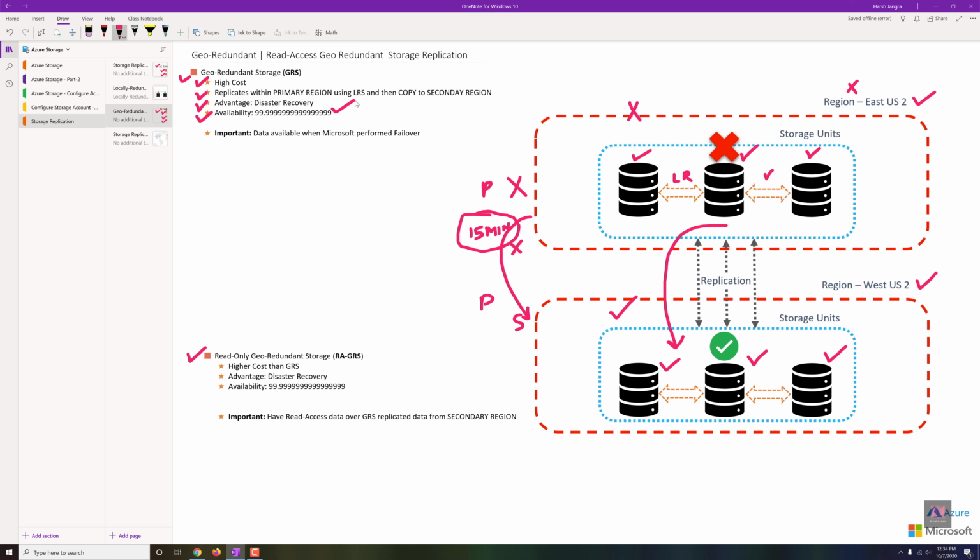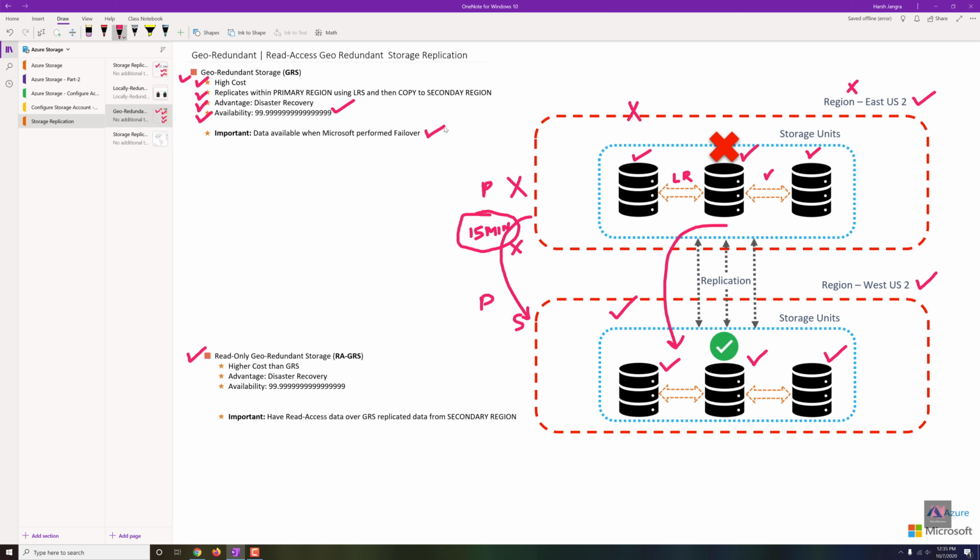So this is another thing, and just like I mentioned, the important point here is that the data will be available only when Microsoft performs the failover. During this time, you are not able to access your data. But again, guys, it has an advantage because your data is safe and secure in the secondary location. Now, what if your organization says, no, I still need this data? They keep asking Microsoft, hey, this data is very important for me and I cannot wait for 15 or 20 minutes. I need my data right now.